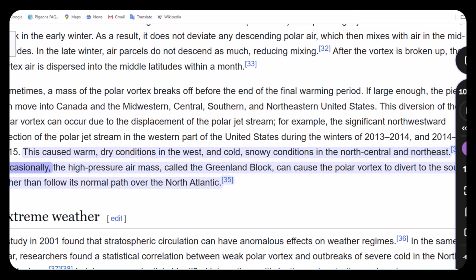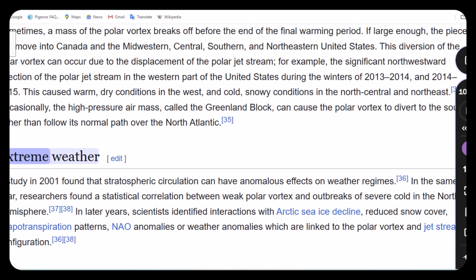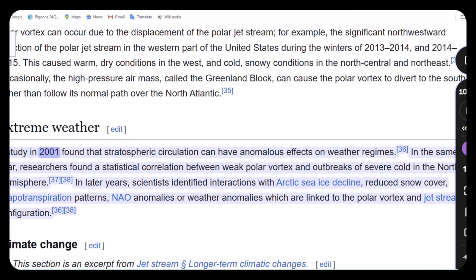Occasionally, the high-pressure air mass called the Greenland block can cause the polar vortex to divert to the south rather than follow its normal path over the North Atlantic. Extreme weather: a study in 2001 found that stratospheric circulation can have anomalous effects on weather regimes. In the same year, researchers found a statistical correlation between weak polar vortex and outbreaks of severe cold in the northern hemisphere.